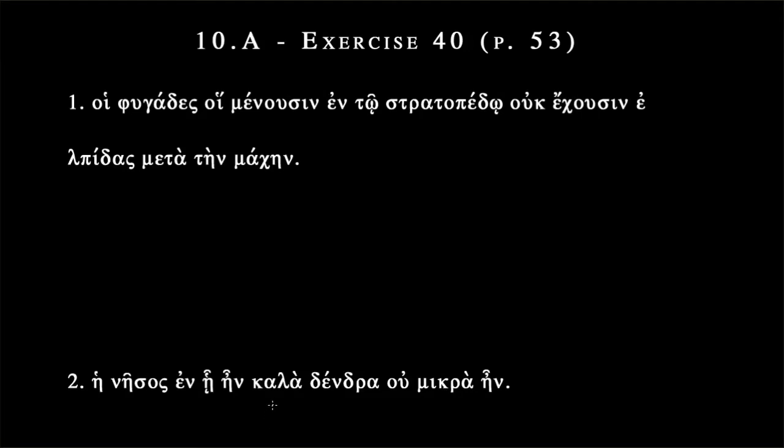All right, everybody, time to rock some of these exercises. This is exercise 40, page 53. Let's start and do the first 5. So, hoi fugades, hoi menusin, en to stratopedo uk akusin, elpidas, that should be one word, meta tein make. So let me scratch this out and write in the rest right there.